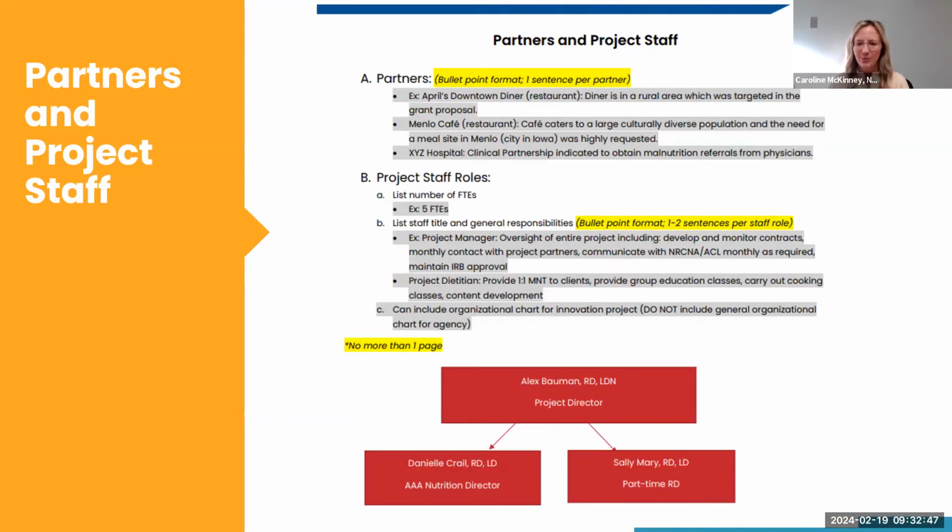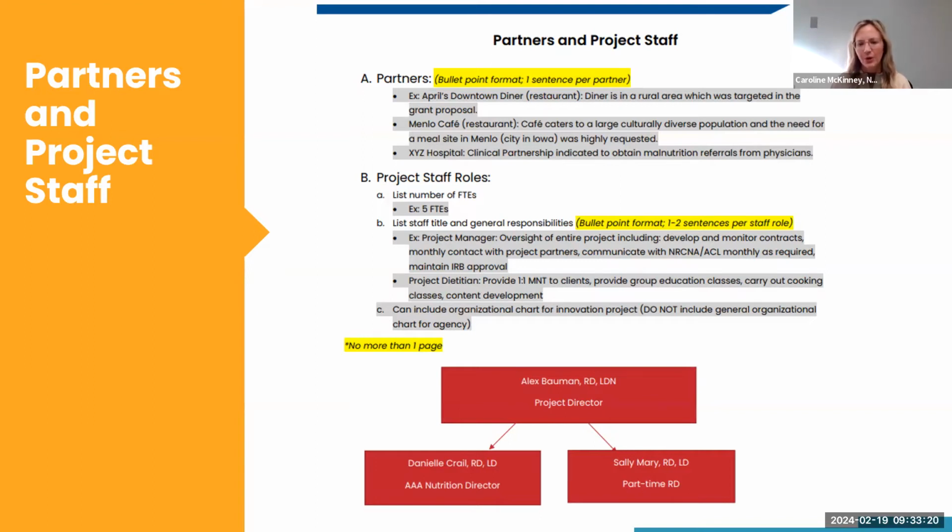Next is partners and project staff. Here, you will indicate partners and project staff roles. For Part A, partners, list the name of the partner. In parentheses, indicate what type of partner it is. Is it a restaurant, AAA, university, etc.? This is important as individuals around the country may not be familiar with the specific partners listed. Finally, indicate why they were a partner or the importance of them being a partner.